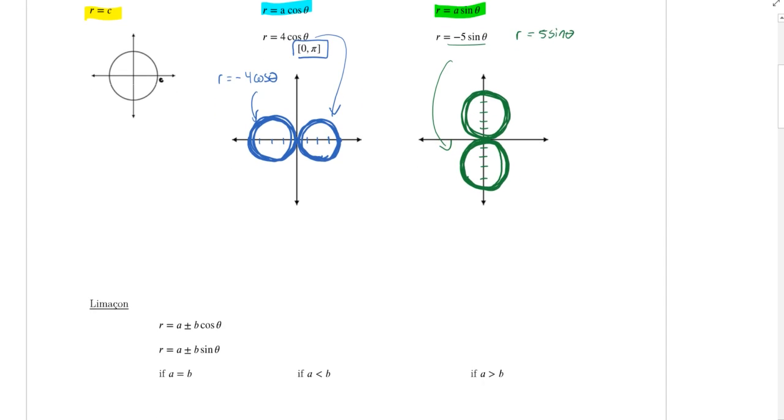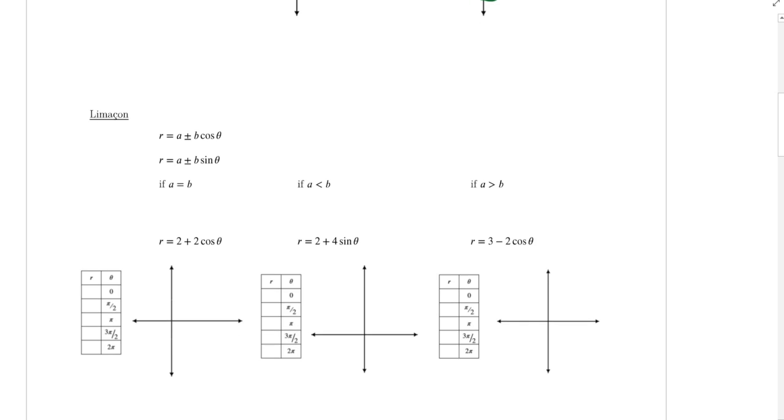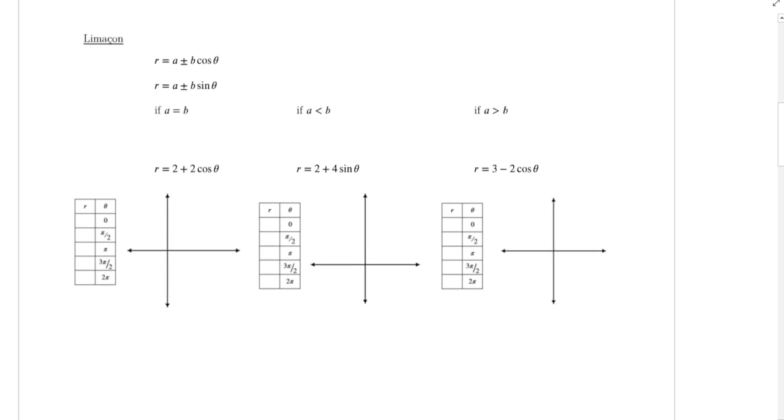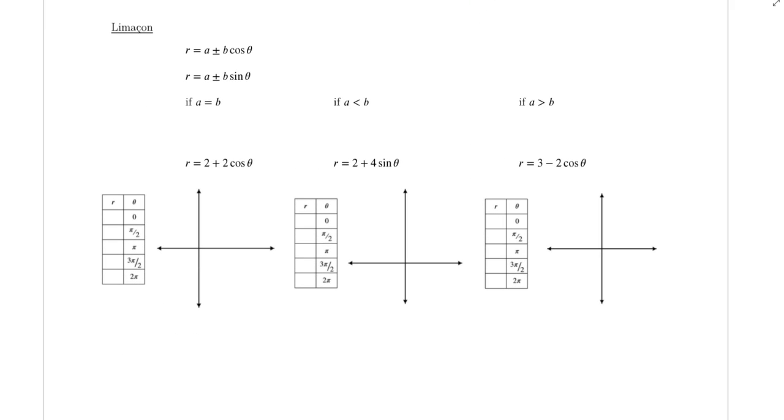Our limaçons, we have 3 different cases. They all come from this general format. r equals some value plus or minus some value times cosine, or some value plus or minus some value times sine. And depending on those values, you will get different shapes. So what happens if a and b are the same?